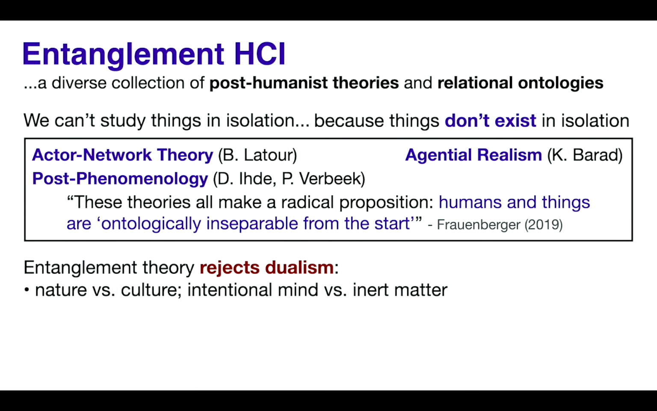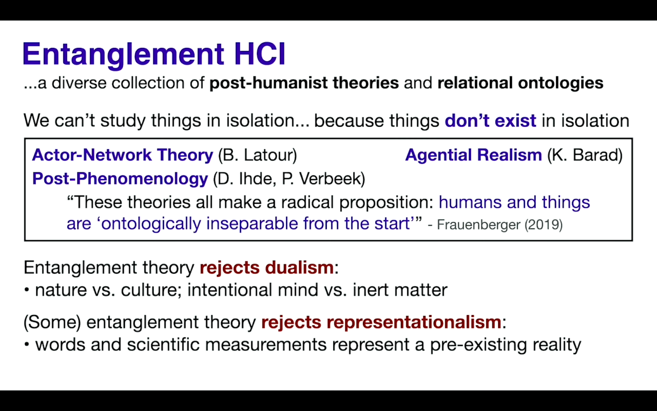Some implications of this is that entanglement theory tends to reject dualisms, for example, nature versus culture, mind versus body, the intentional mind of the designer versus the inert substrate of matter that they shape their intentions through. Some entanglement theories, especially Barad's, also reject notions of representationalism, the idea that words and scientific measurements are somehow representations of a pre-existing underlying reality, but rather that all of these things are co-constituted in what Barad calls a material discursive practice. Again, this gets fairly heavy fairly quickly.